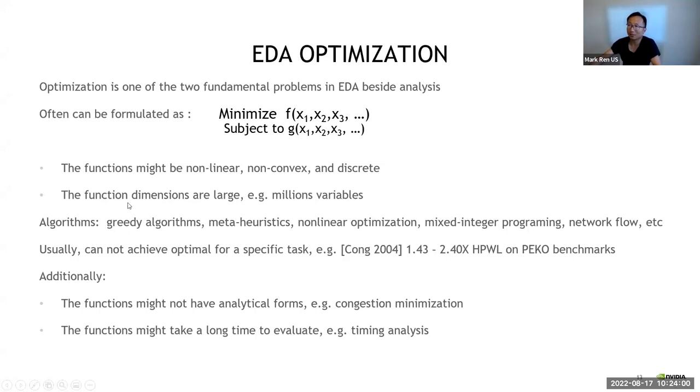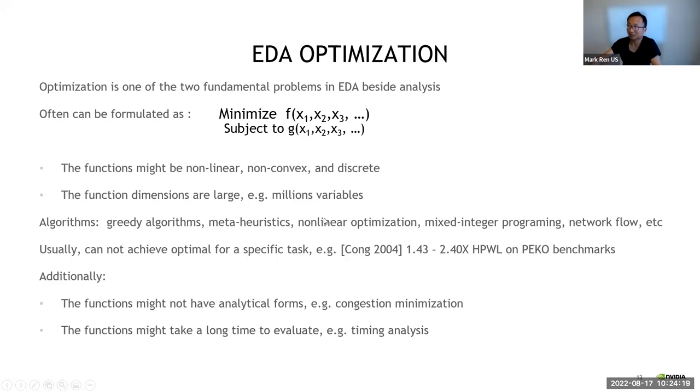The function dimensions are very large, like millions of variables. This is large chip design. So what are the algorithms, right? These days, I think in the EDA flow, people use a lot of greedy algorithms, a lot of metaheuristics algorithms.